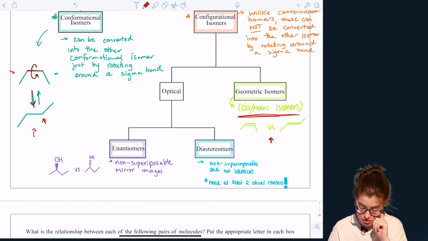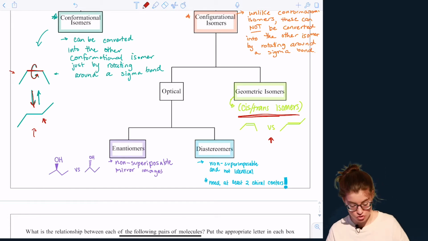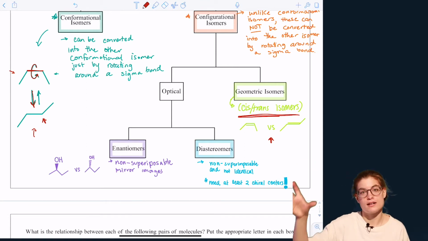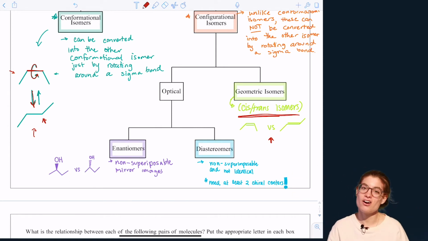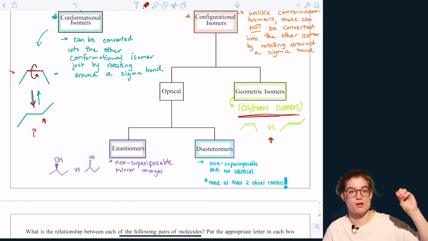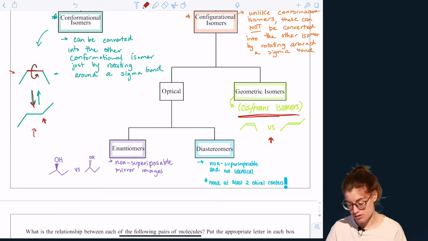Now diastereomers, which I didn't draw an example of, but I'm sure we'll see some down in our practice problems, are non-superimposable and non-identical. And we did have a previous video over this. It's really kind of the catch between, well, we can't call these identical because they're not identical all the way through with all of their chiral centers, but we can't call these enantiomers because they don't have a mirror relationship at every chiral carbon either.